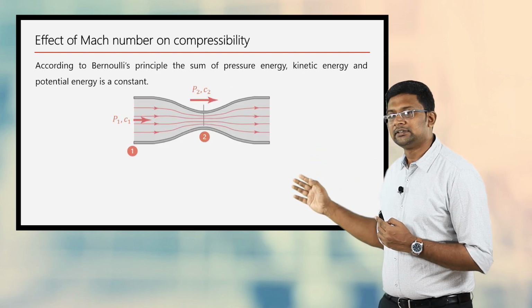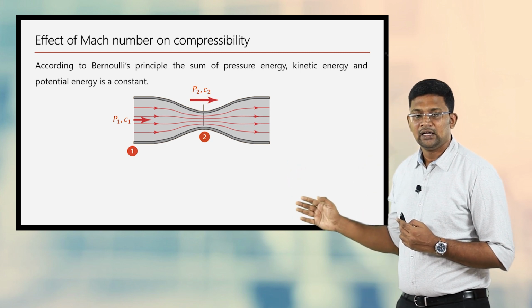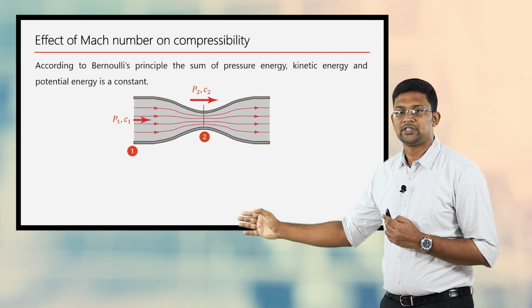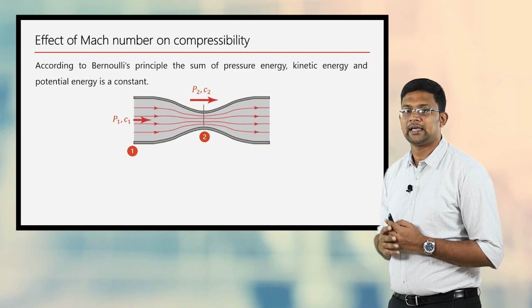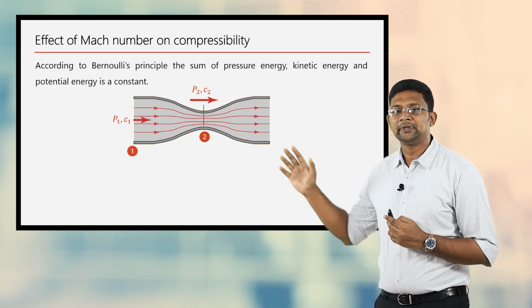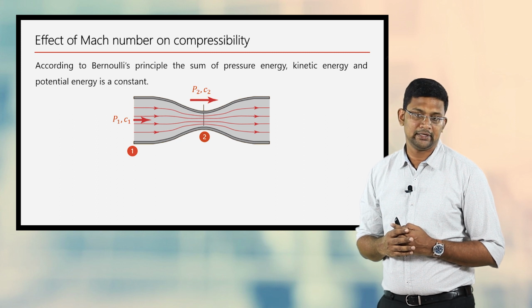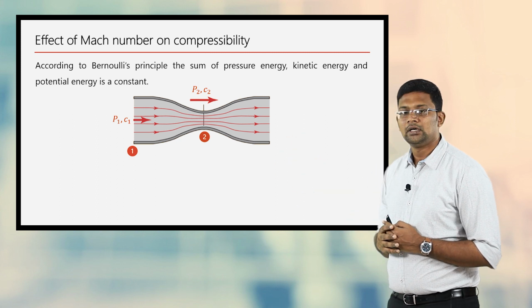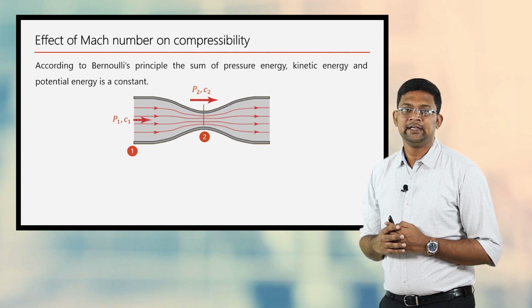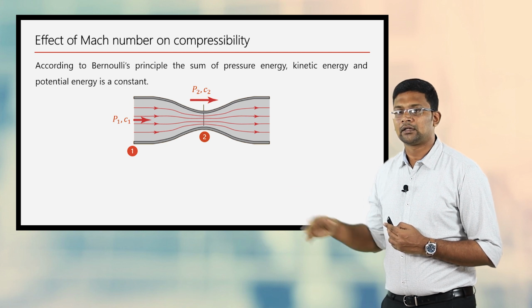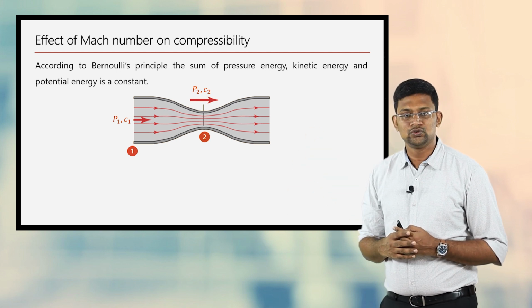Consider a convergent divergent nozzle like this. The entry is marked as section 1 and the throat is marked as section 2. The properties at the entry, pressure and velocity, are P1 and C1 respectively. And at the throat, they are P2 and C2.